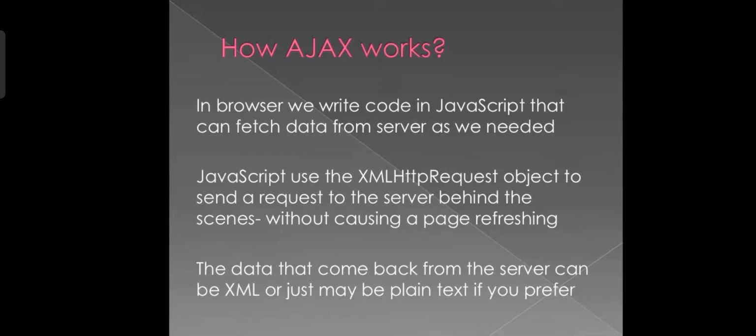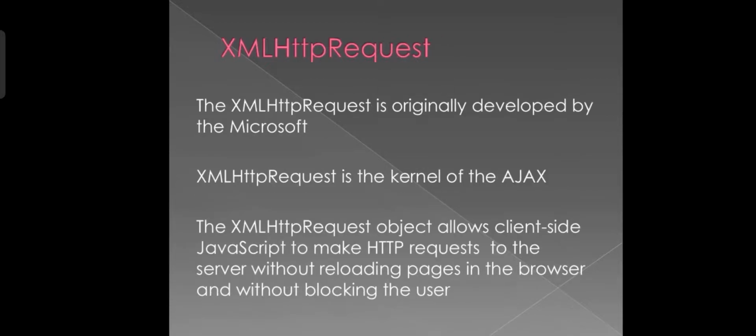In the browser, we write code in JavaScript that can fetch data from the server as we need it. JavaScript uses the XMLHttpRequest object to send a request to the server behind the scenes without causing a page refresh. The data that comes back from the server can be XML or just plain text if you prefer. The XMLHttpRequest was originally developed by Microsoft.